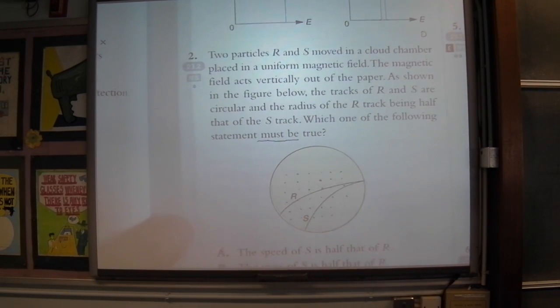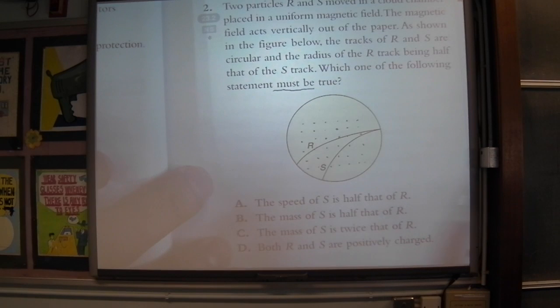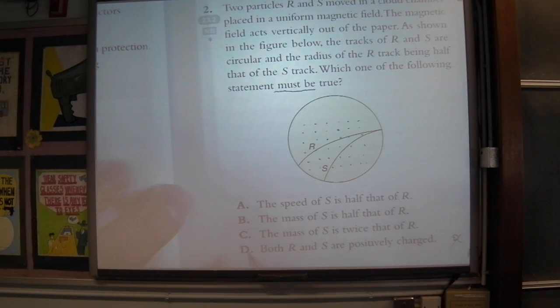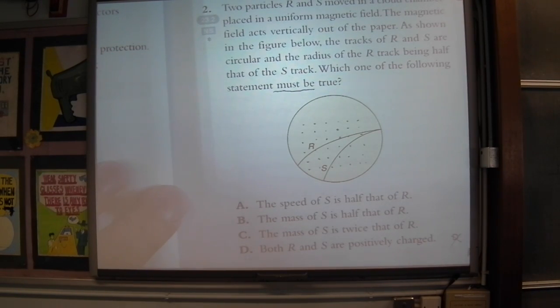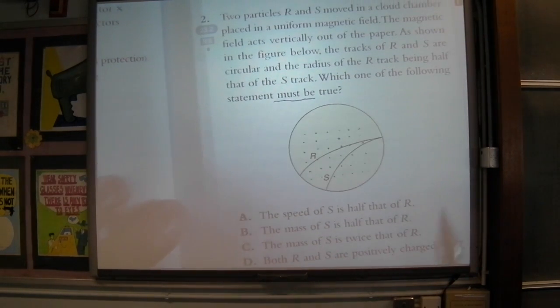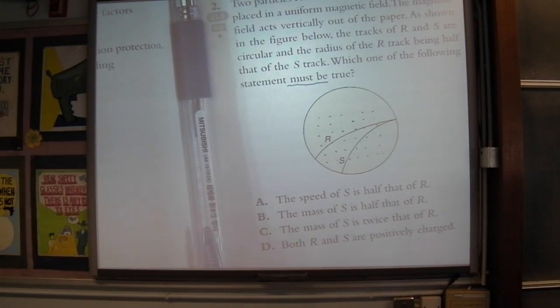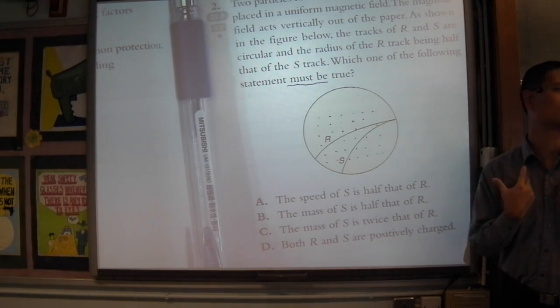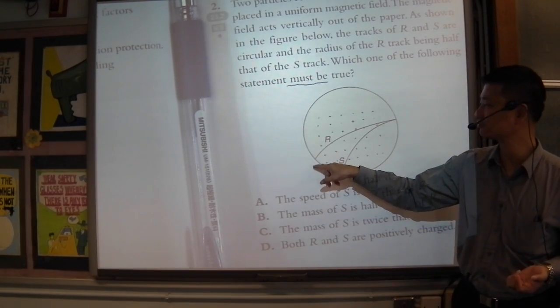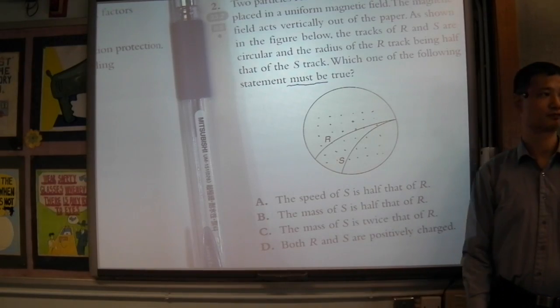So which one is the correct answer? Now, let's look at it. D. Both R and S are positively charged. Well, we cannot determine what charge they have. The only thing we know is that they should have the same charge. Actually, I can't even determine this because, as I have told you, I don't know whether the path is from here to there or from there to here.